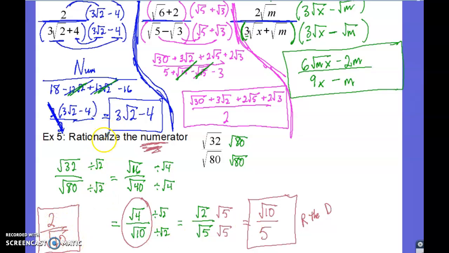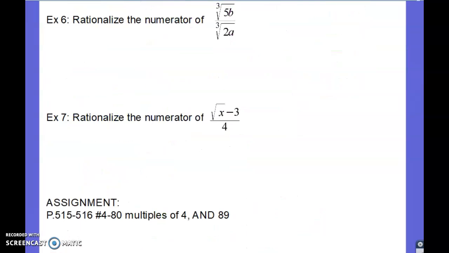So that's another important thing. As you check your answers in the back of the book, you might notice that you did the wrong directions. So be ready for that. And it looks like exercise 6 and 7 also want you to rationalize the numerator. So I'll practice that with you.